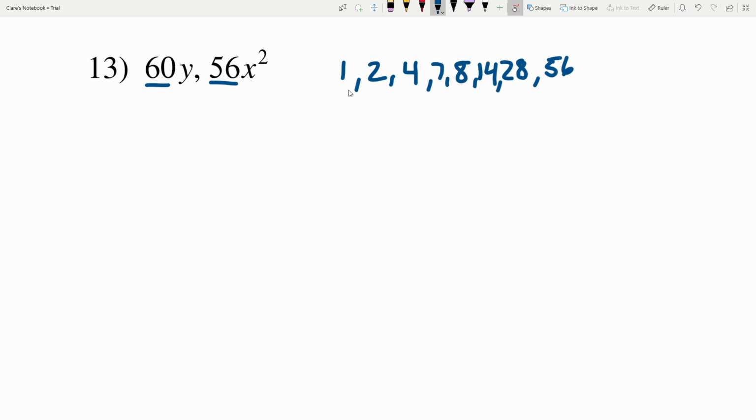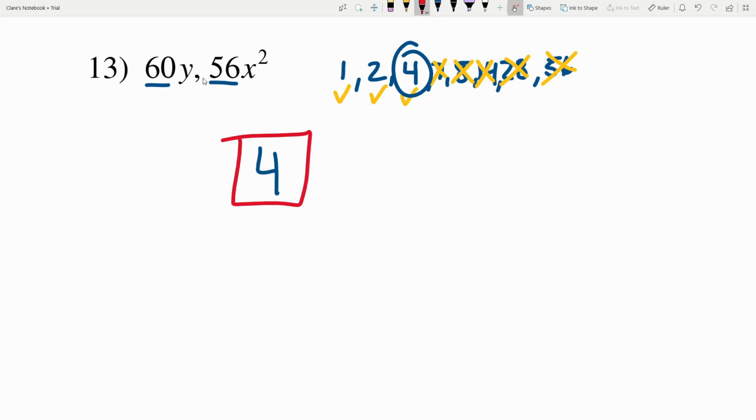So out of these, which one also goes into 60? 1 does, 2 does, 4 does, 7 does not, 8 does not, 14 no, 28 no, and 56 no. So 4 is going to be my greatest common factor for number 13, especially since my variables had nothing in common. So 4 is my GCF.